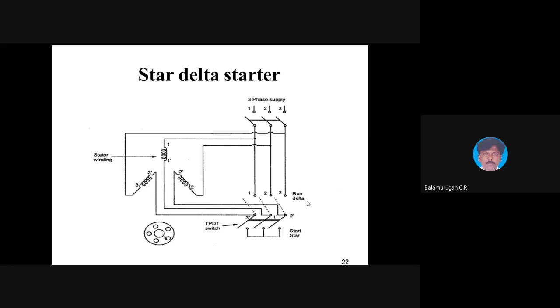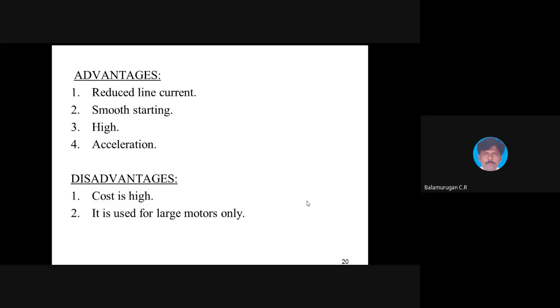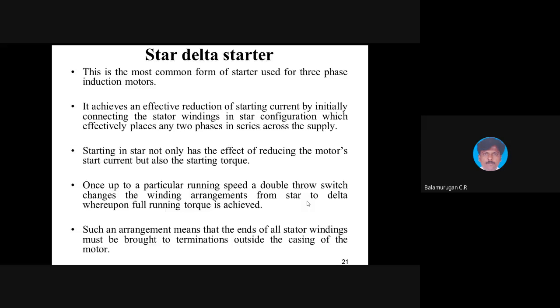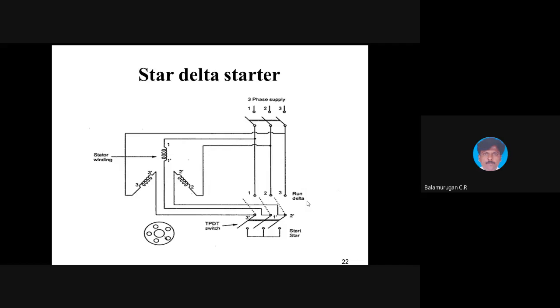Generally, if you use the inductor, then what will happen? The circuit will be bulky and it will have more weight. You may have some advantages: smooth starting, reduced line current, better acceleration. But compared to that, it will have a higher cost, it will occupy more space, and it will be bulky. So in order to avoid this, we move to the star delta starter.